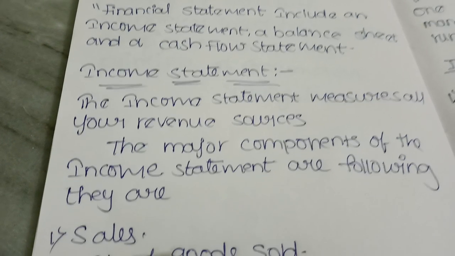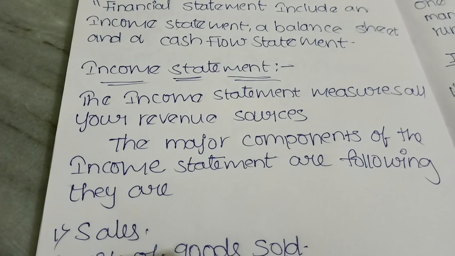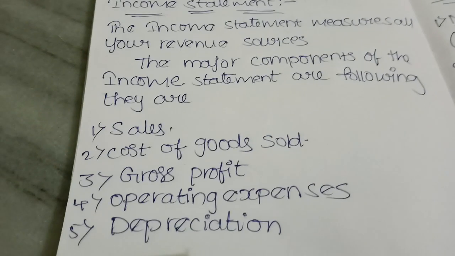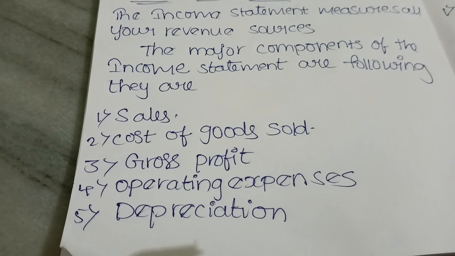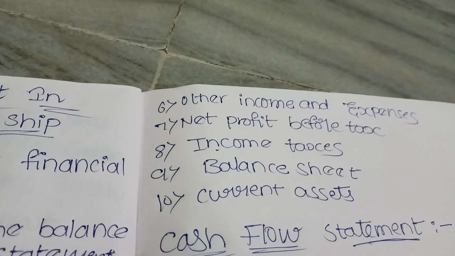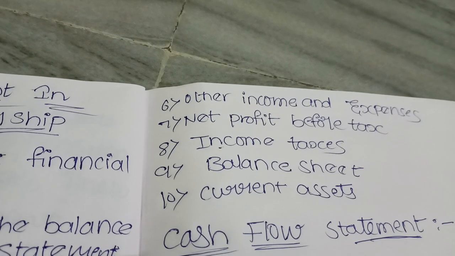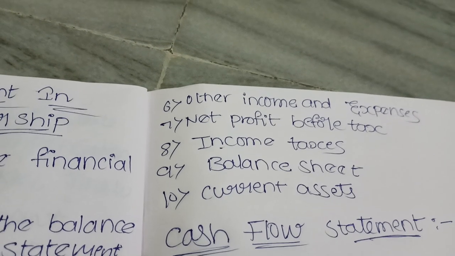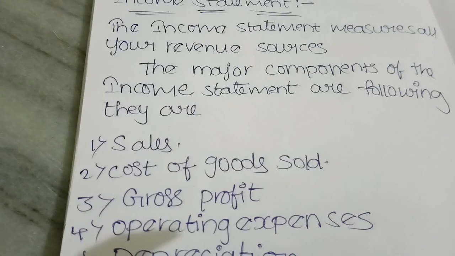Income statement. The income statement measures all revenue sources. The major components of the income statement are the following: sales, cost of goods sold, gross profit, operating expenses, depreciation, other income and expenses, net profit before tax, and income taxes. We'll explain them one by one.